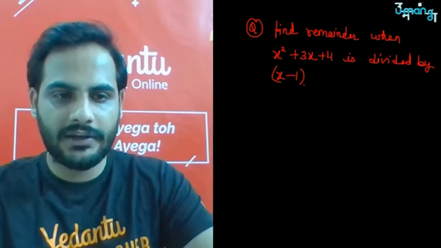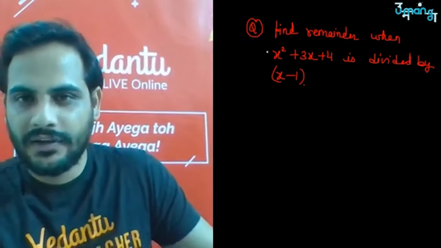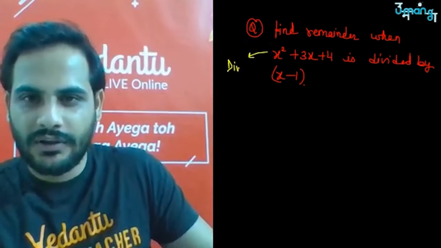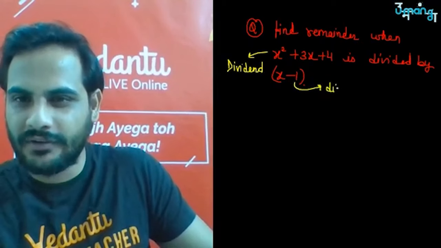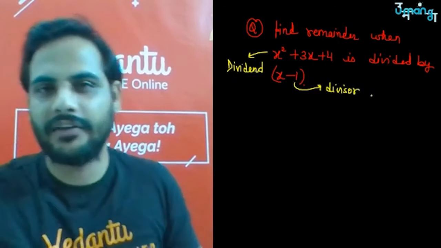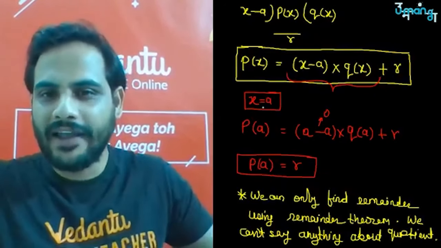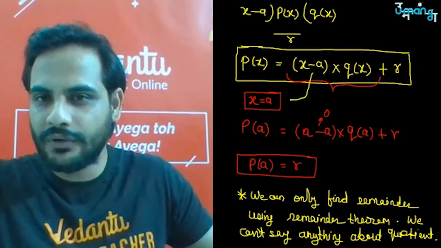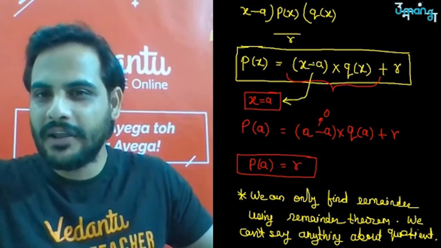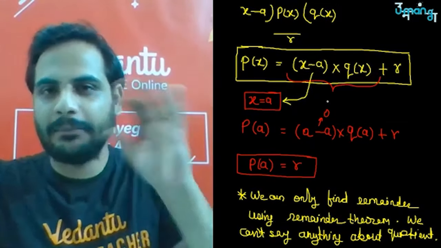So beta, here you will see that this x square plus 3x plus 4 is your dividend, and this x minus 1 is your divisor. So as you saw, why I put x is equal to a, because I wanted to make my divisor equal to 0. That was the main part. Here if I make it 0, so 0 into everything will be gone.